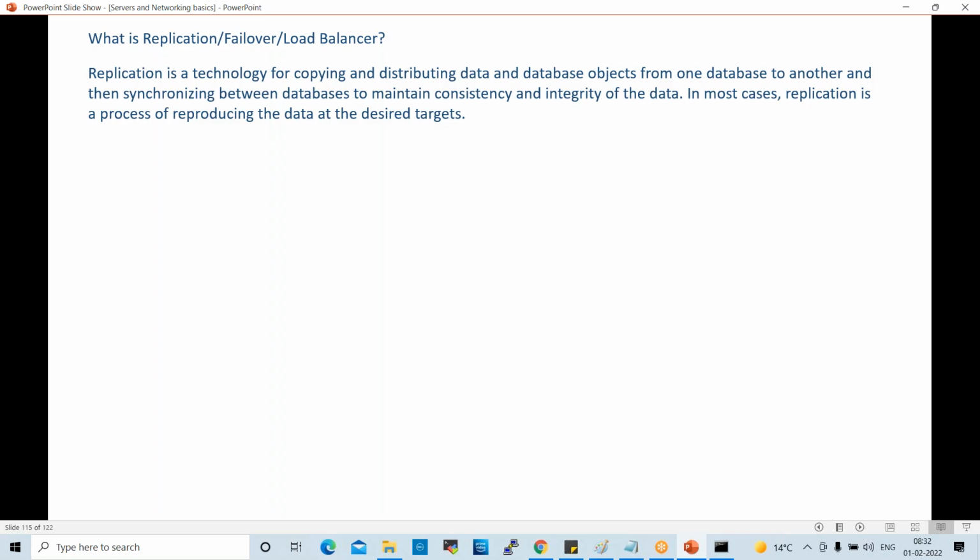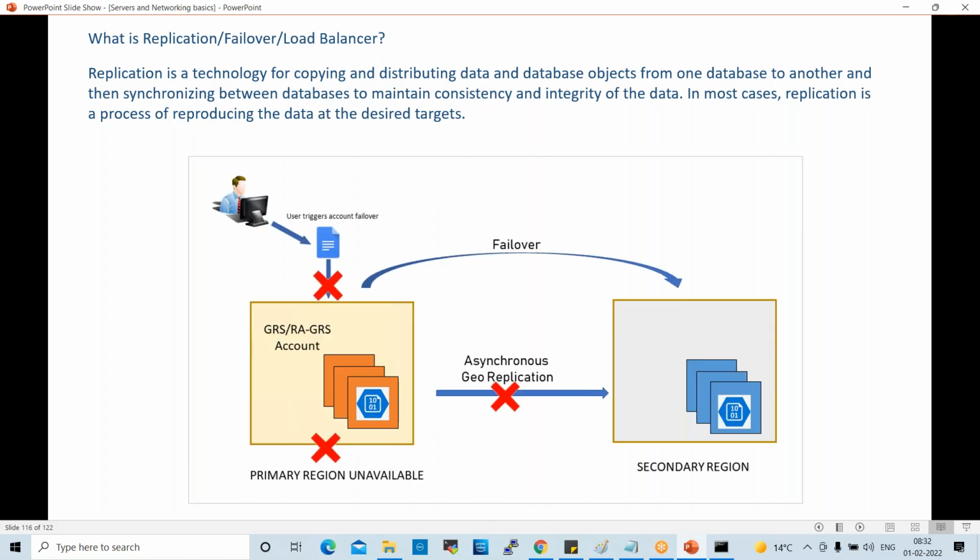Replication is a technology for copying and distributing data and database objects from one database to another, and then synchronizing between databases to maintain consistency and integrity of the data. So in most cases, replication is a process of reproducing the data at the desired targets. See here, this is the failover replication.